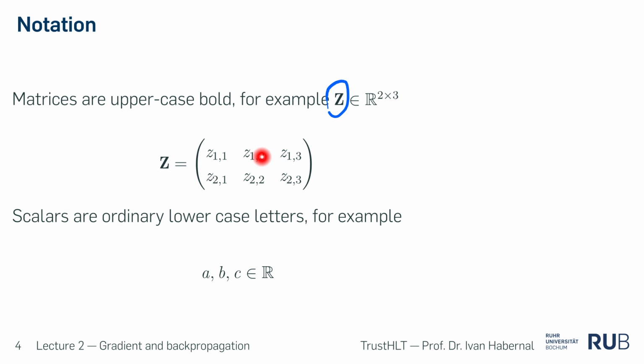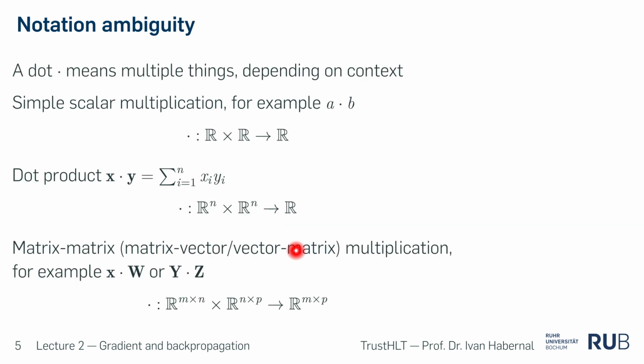It's like everybody's using, which basically fits the purpose. And then we have scalars, which are just simply real numbers: a, b, and c. Nothing should be surprising. This is just setting up the stage. Then we obviously have some ambiguity in the notation. A dot can mean multiple things, and it depends on the context.